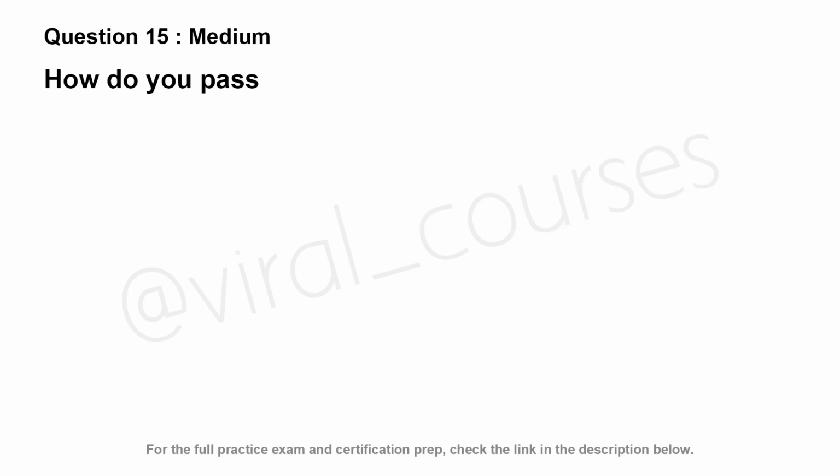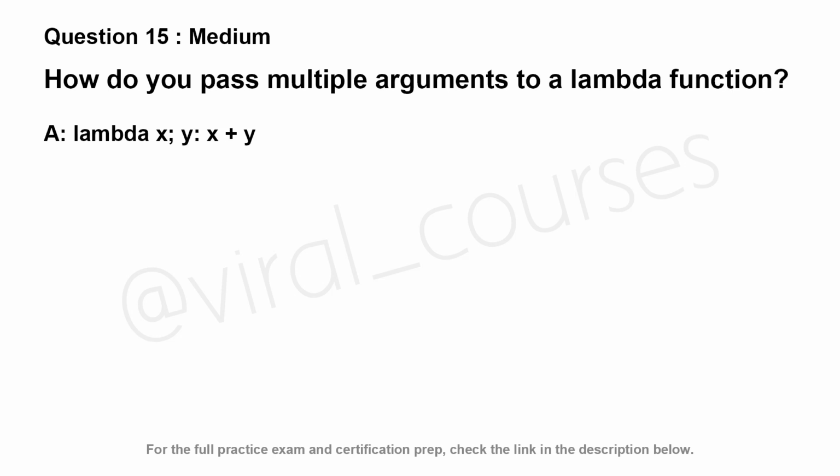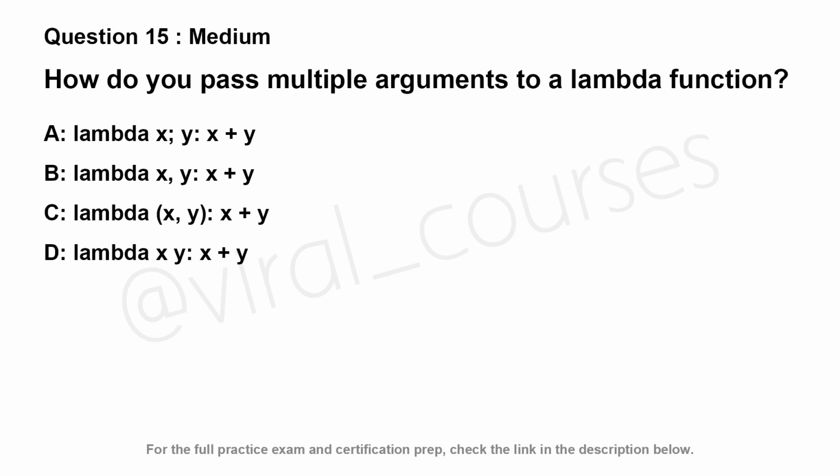How do you pass multiple arguments to a lambda function? Options A through D each show a lambda with x and y arguments and the expression x plus y.